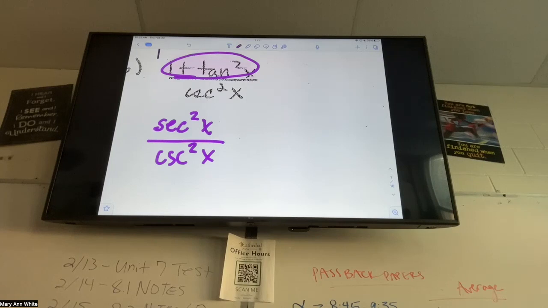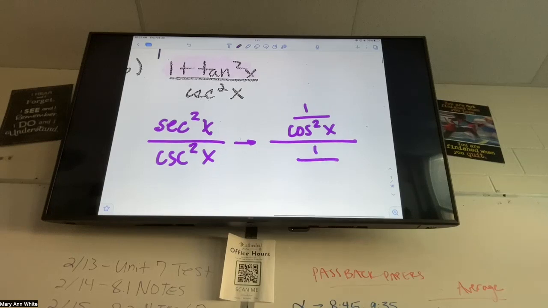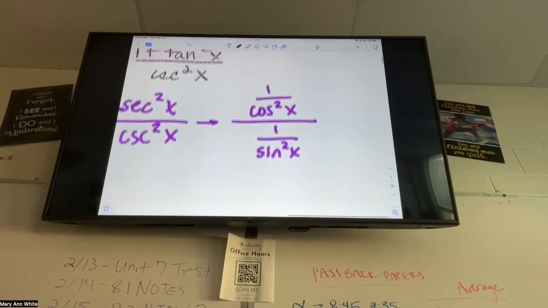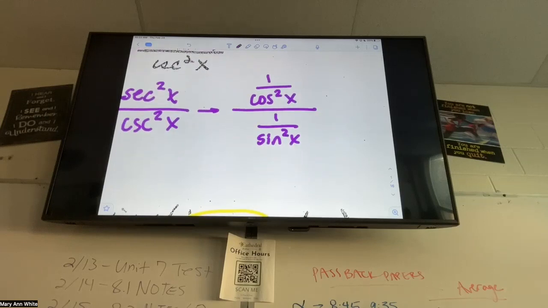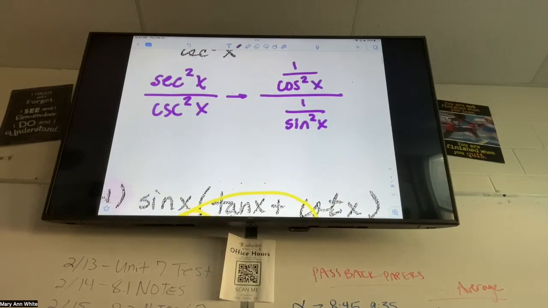Now I'm gonna think about, can I put it in terms of sine and cosine? So can I make secant in terms of sine or cosine? What's secant squared the same thing as? 1 over cosine squared, good. What about cosecant? What's that the same thing as? 1 over sine squared. Very good. We've got this big ugly fraction, but we've been doing this for a long time. We can just multiply by the reciprocal. So I'm going to rewrite that numerator, 1 over cosine squared, and multiply that by the reciprocal of the denominator. So it's going to be times sine squared over 1.